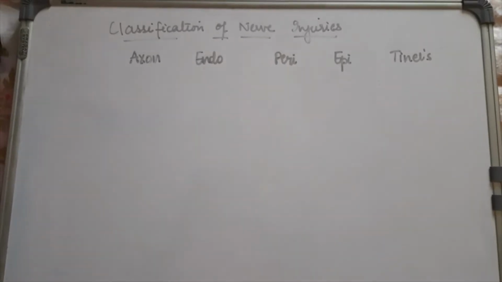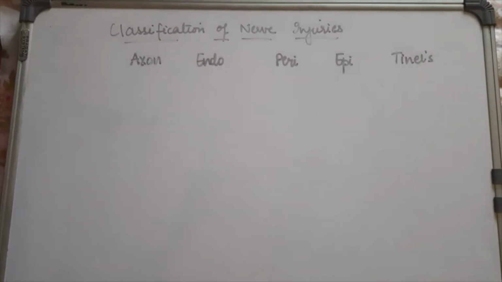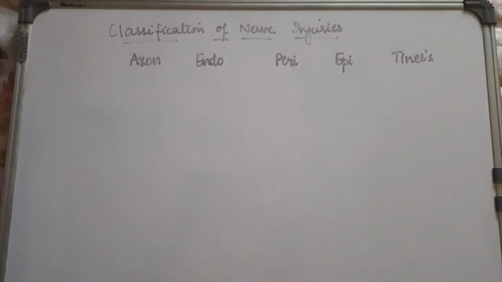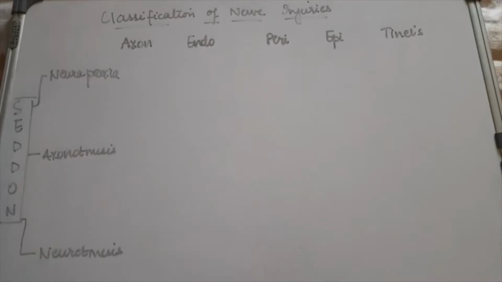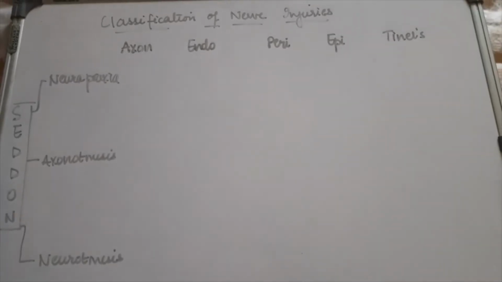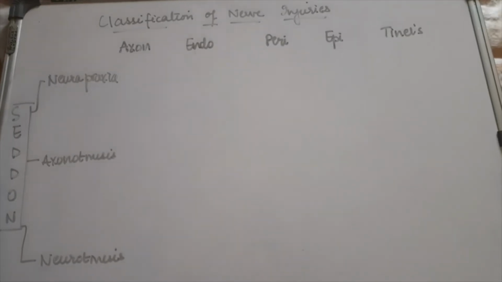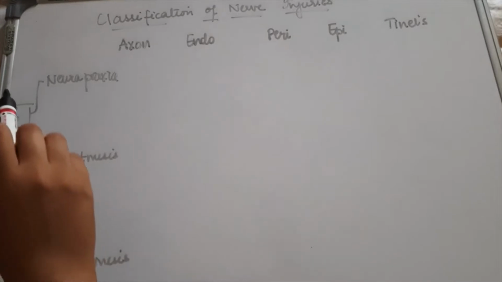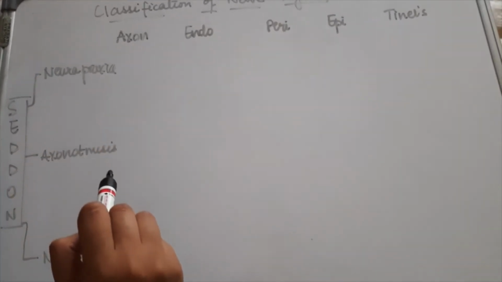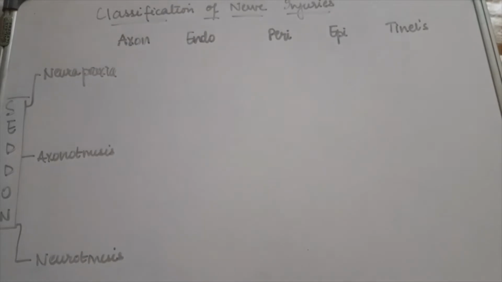Now, on the basis of the criteria that we learnt about before, let's look at the classification of nerve injuries. There are two major classifications of nerve injuries. The first one is Seddon's classification. According to Seddon's classification, nerve injuries can be divided into three types: neuropraxia, axonotmesis, and neurotmesis.